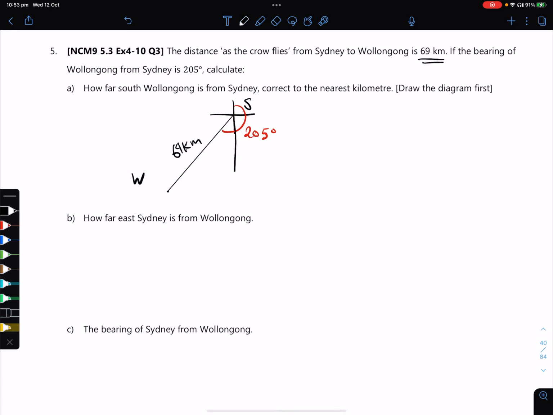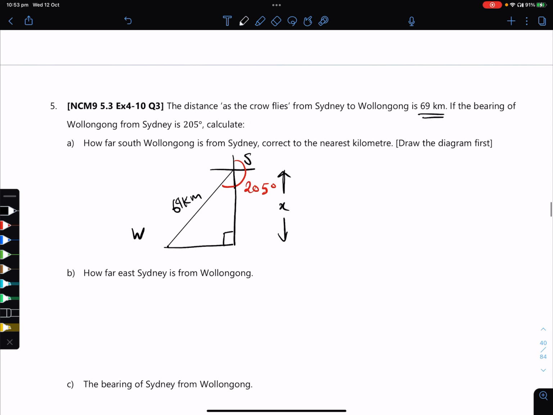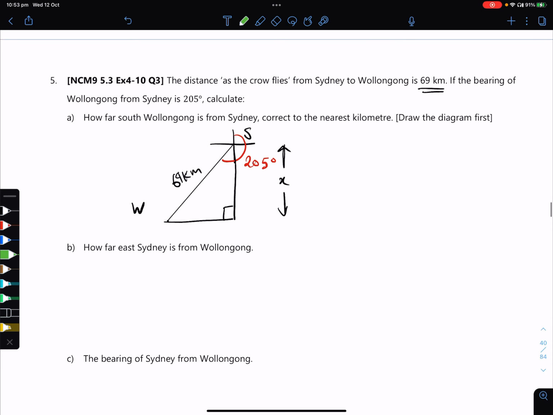Okay, so we're going to construct a right angle triangle like that. Okay, and we're going to find out what x is here. So to find out what's x, we need to find out this angle right here. Okay, that is how much more than 180 is 205 degrees. That is basically 25 degrees. Okay, you can simply get that by just getting 205 minus 180. So now we've got the hypotenuse here as well as the adjacent side here.